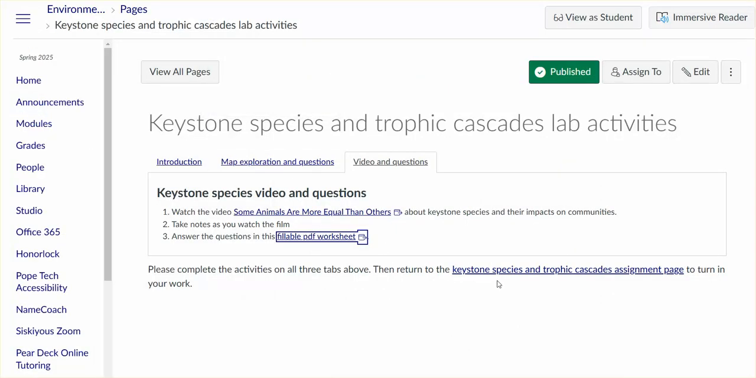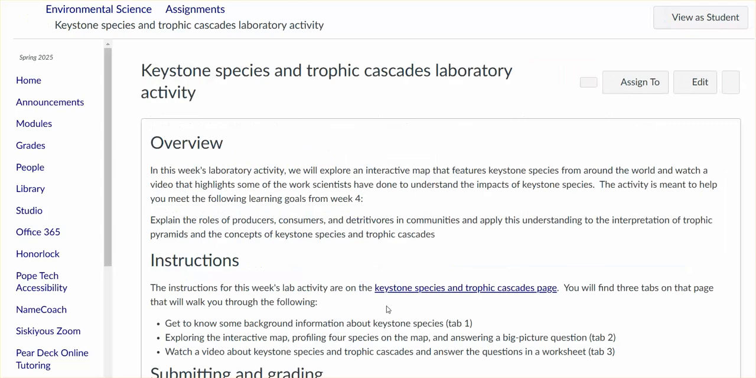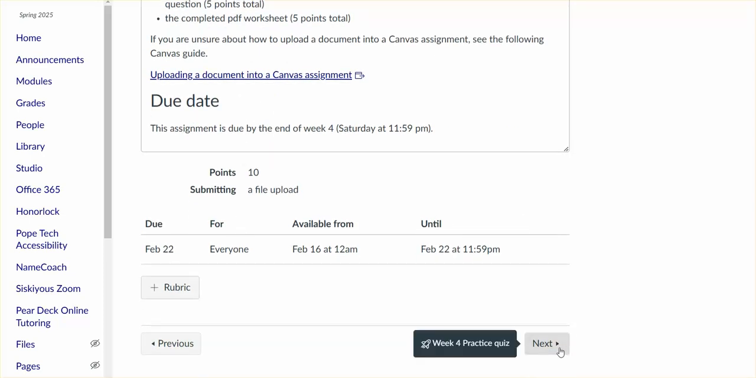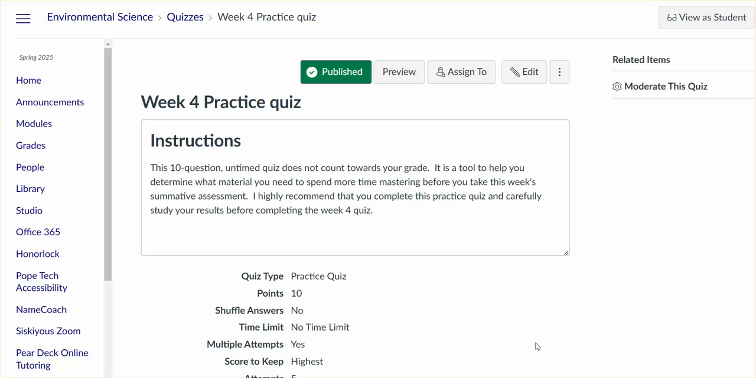Okay, you will turn in the profiles of your 4 keystone species that you looked at from the map and those summary questions and your completed PDF worksheet. So turn those in here by Saturday at 11:59 p.m.